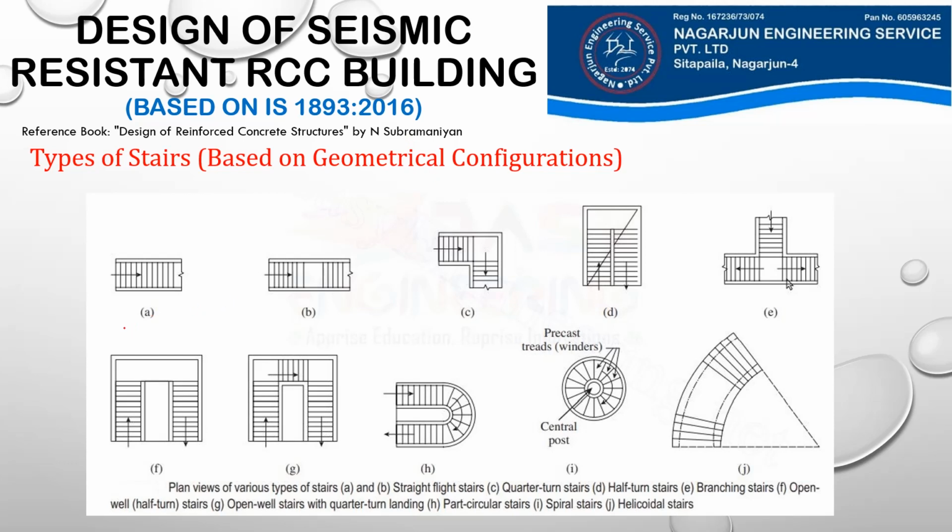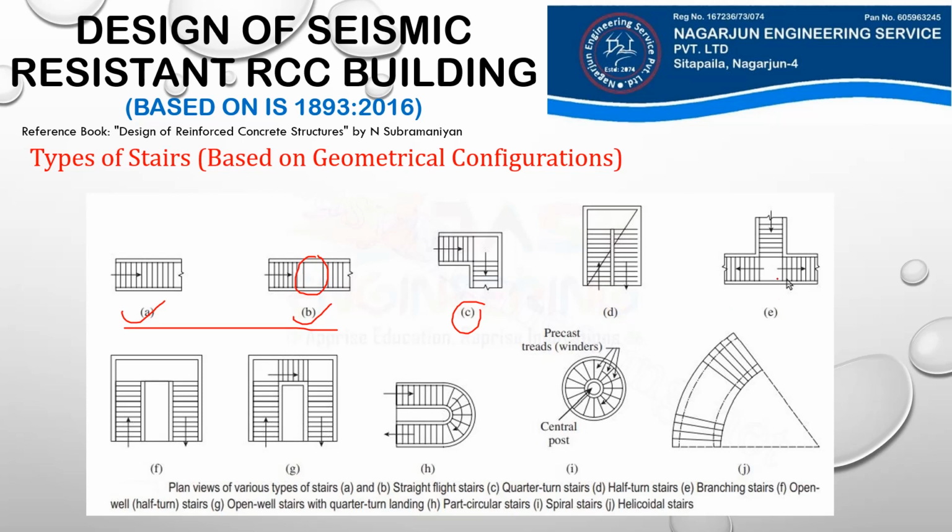You can see here, first, in A and B, we have straight flight stairs. Straight flight means you do not have to turn in the middle of the staircase. Straight flight stairs may or may not have an intermediate landing. For example, in figure B we have an intermediate landing, but we do not have any in the first one. Another staircase, in figure C, is the quarter turn stairs. Example D is the half turn stairs.